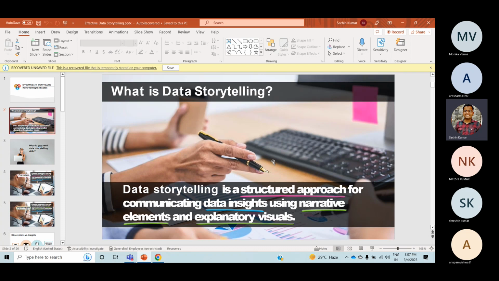Data storytelling is basically a structured approach for communicating data and insight using narrative elements and explanatory visuals. It's not enough to just analyze data. You need to know how to communicate the story and tell it in a clear, compelling manner. And basically, this skill is called data storytelling.